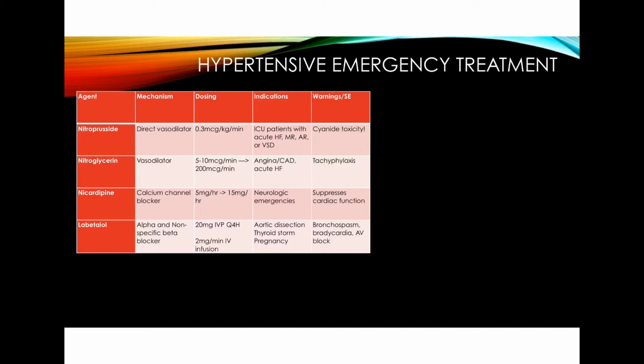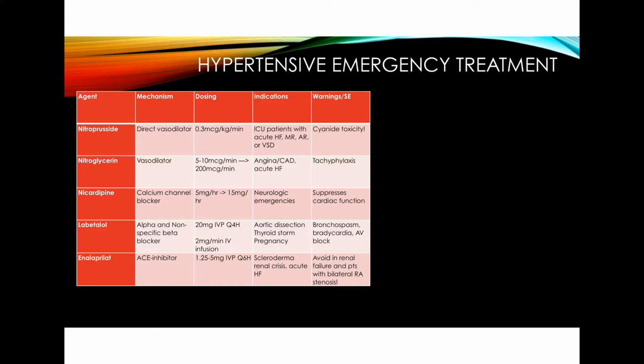Labetalol is an alpha nonspecific beta blocker, which can be given as an IV push or an IV infusion. It's particularly effective in patients with aortic dissection as it lowers their heart rate and cardiac output, reducing the shear stress on the aorta. Also effective in pregnancy, where it's considered relatively safe, and in thyroid storm. With all beta blockers, it's to be used with caution in patients with bronchospasm, bradycardia, and AV block.